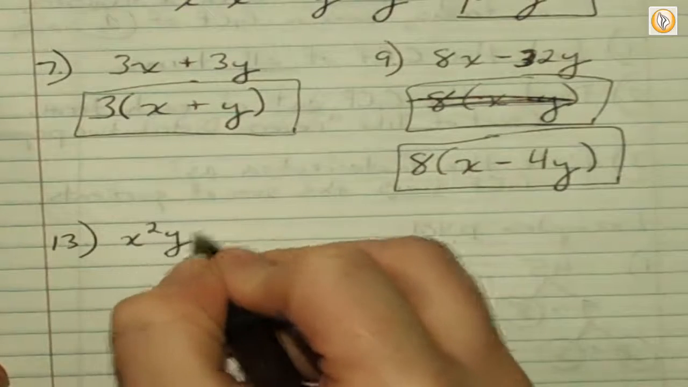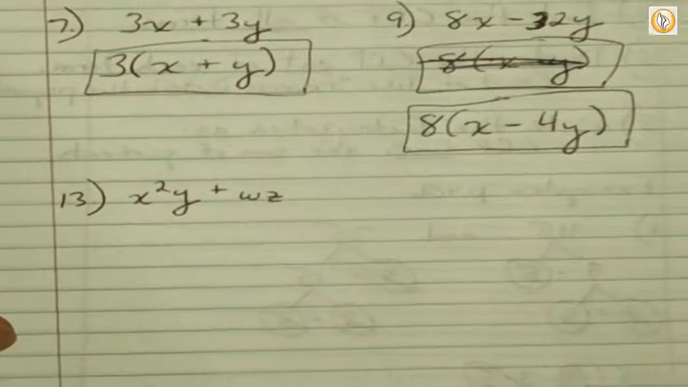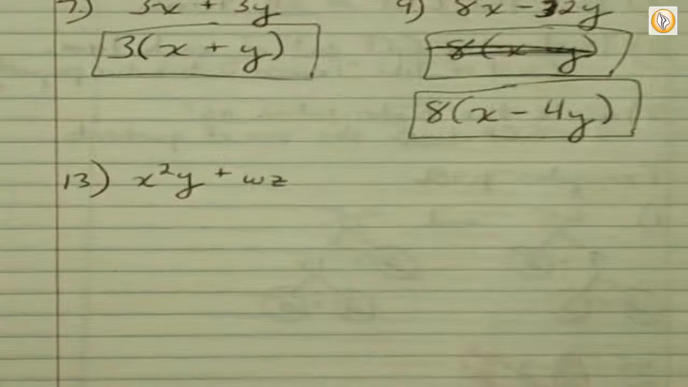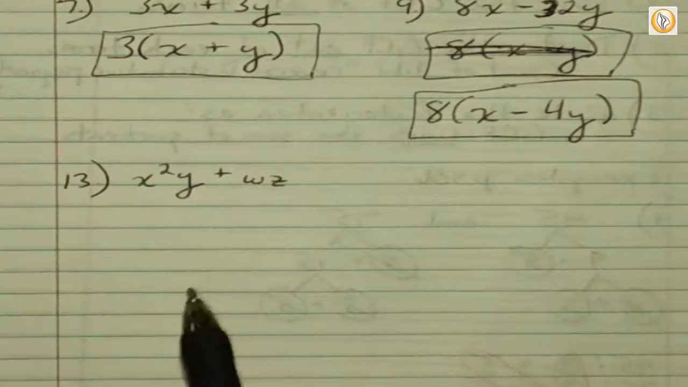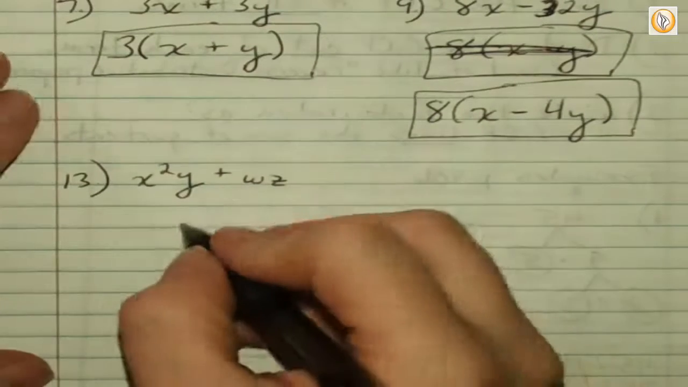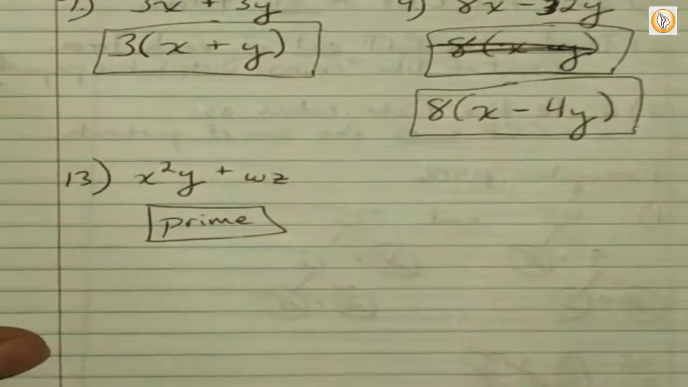We have x squared y plus wz. Ariel, what do they have in common? Nothing. Bingo. So what do we write? If they have nothing in common, you would write prime.